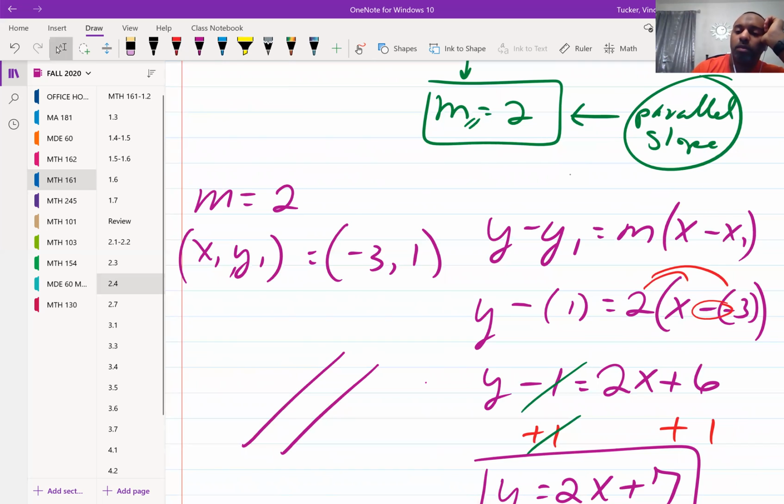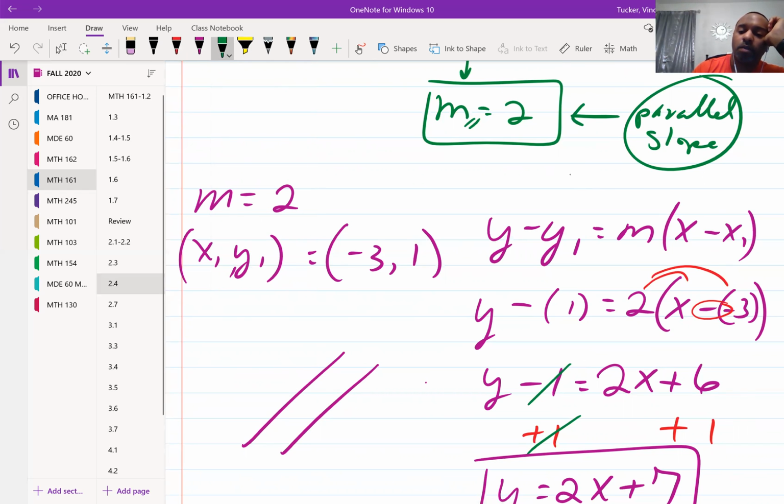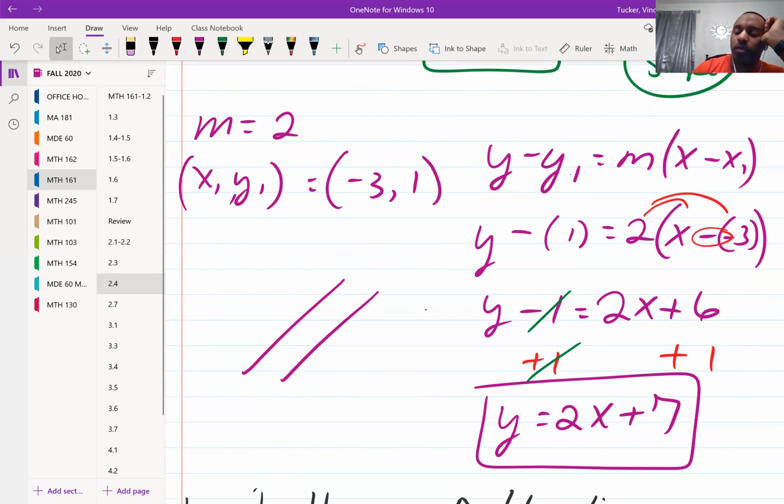Distribute that 2. So that'll be y minus 1 equal to 2x plus 6. Then we will add 1 to both sides. y is equal to 2x plus 7. All right, any questions?